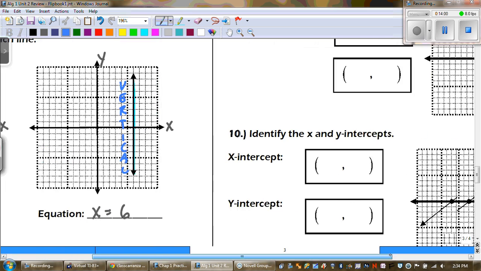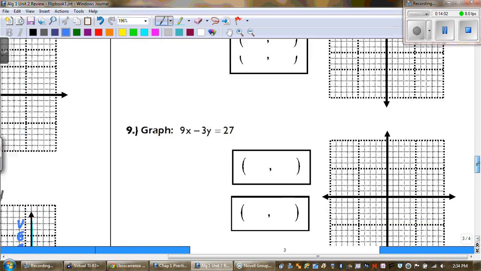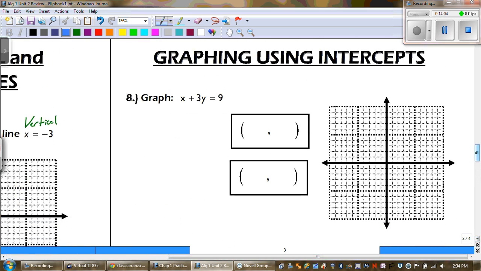Okay, page 5. Graphing using the intercepts. When we're doing this, we want to do 2 problems. One, you're going to plug in a 0 for y, and another is 0 for x. That crosses off, and you're left with x equaling 9.